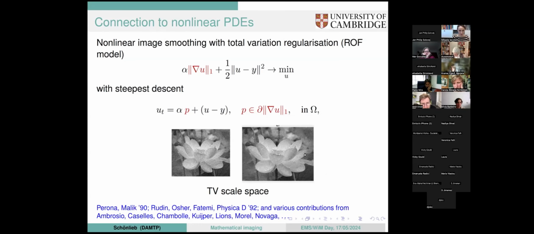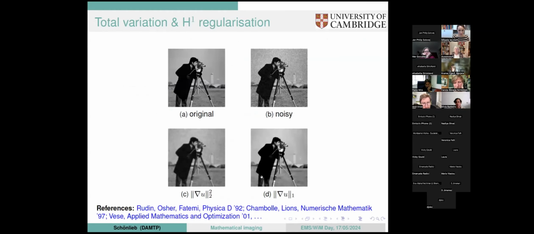And this is, by the way, just going back here, very different to if you would just use something like an H1 semi-norm squared, which is really giving you, how you call this, so where the diffusion doesn't depend on the image function itself, right?